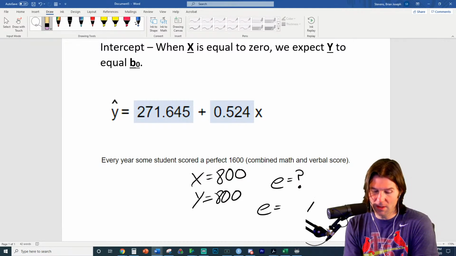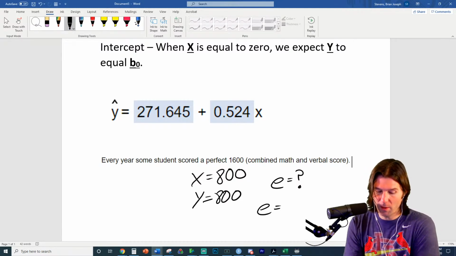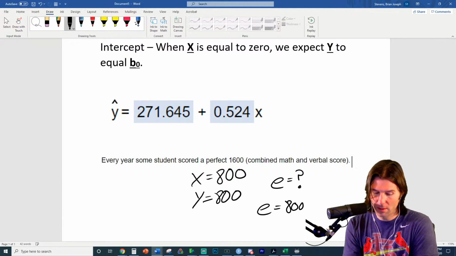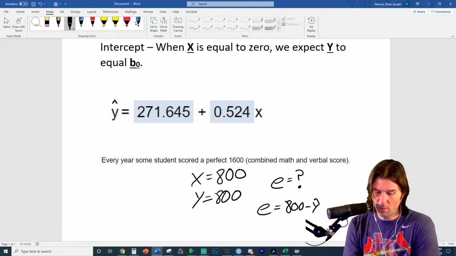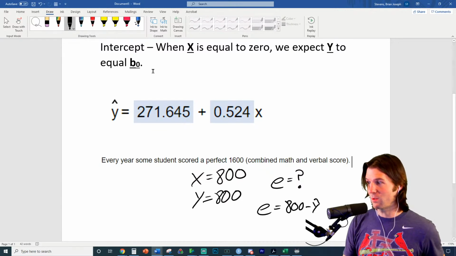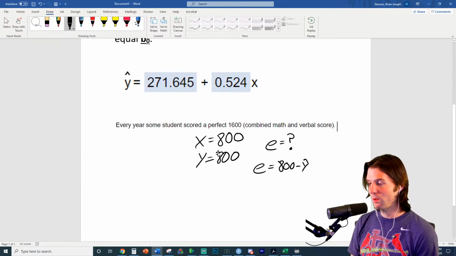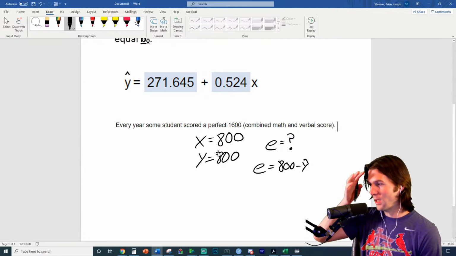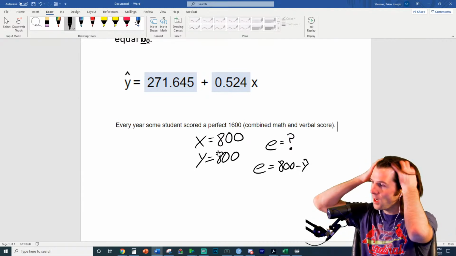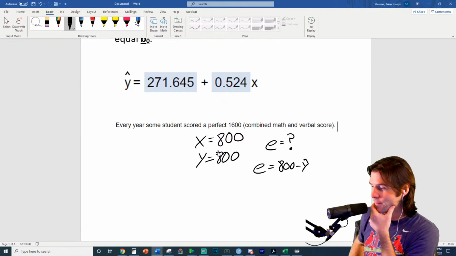What should we do to solve this now? Because we're one step away. We know they actually made an 800. What can we do to solve? Because we just want to solve for the residual. We are so close. Does anyone know? 1,000 points out there. How would we solve for the residual?